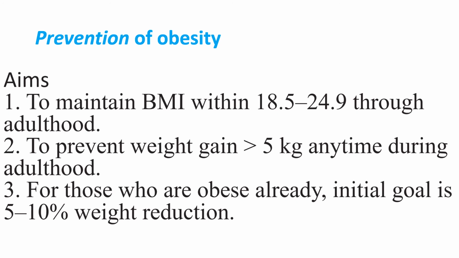Prevention of obesity. Aims of prevention of obesity: first, to maintain BMI within 18.5 to 24.9 through adulthood, and to prevent weight gain of more than 5 kg anytime during adulthood. For those who are already obese, the initial goal is 5 to 10% weight reduction.